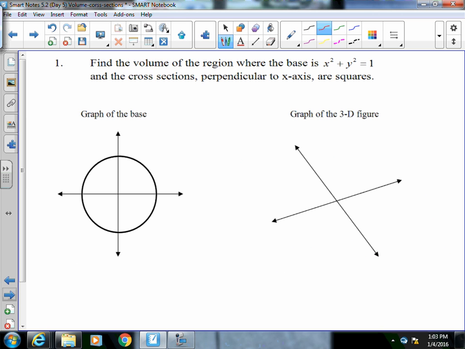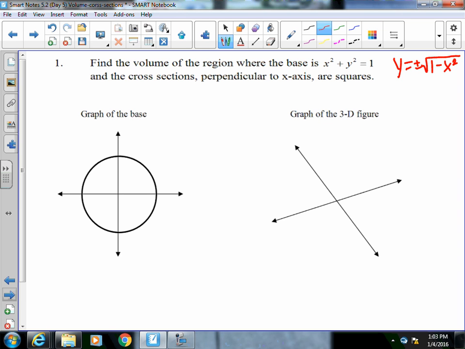So, x squared plus y squared equals 1. To graph that, solve it for y. You're going to find that y equals plus or minus the square root of 1 minus x squared. The plus portion of that equation gives you the top half of the circle. The negative portion gives you the bottom half of the circle. So that's how we end up with a whole circle of radius 1. If you're familiar with circles, you'll know that's a circle centered at 0, 0 with a radius of 1.